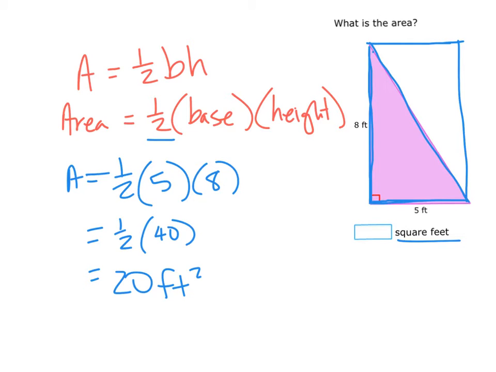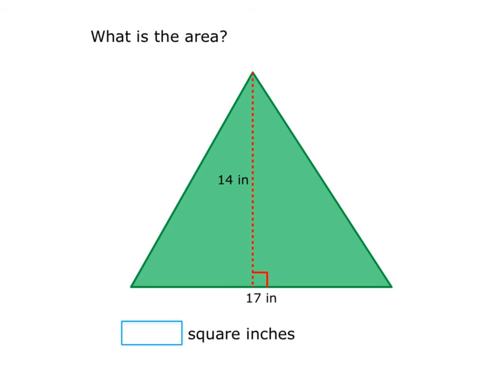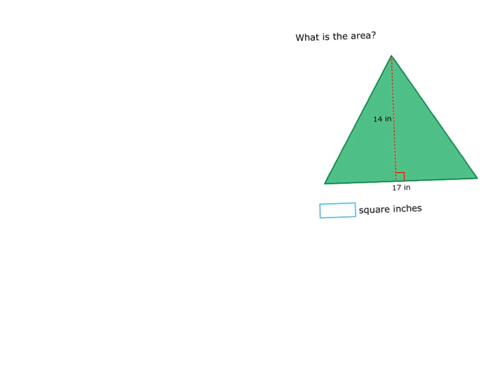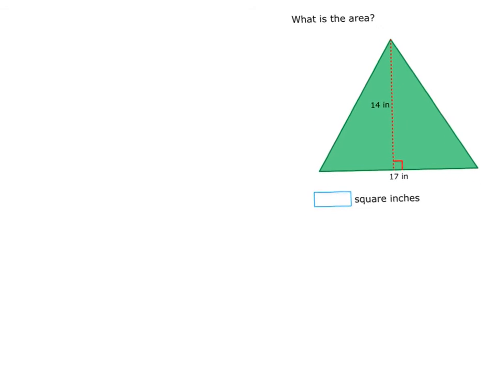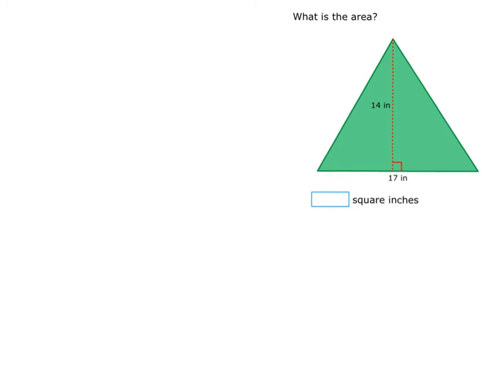Okay, let's do another one. This way you can see all the different types of triangles they're going to give you. So this one is still the same formula, even though you can see that it's got a much longer base and then it looks like the vertical part is on the inside of the triangle. It's still the same measurements that you want to use. So again, area equals 1/2 of the base times the height.